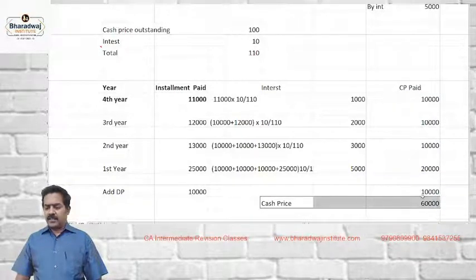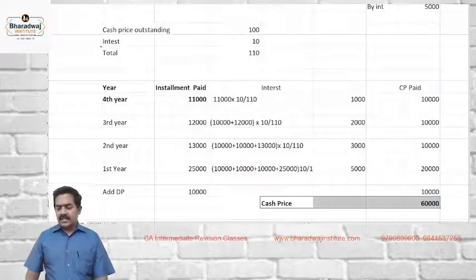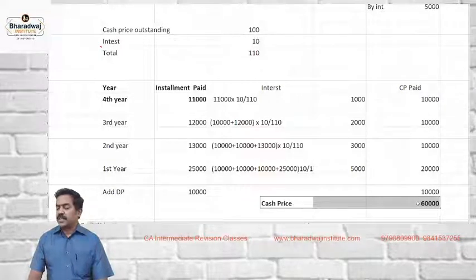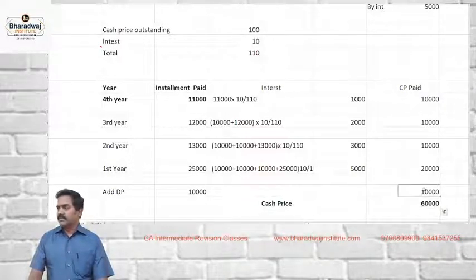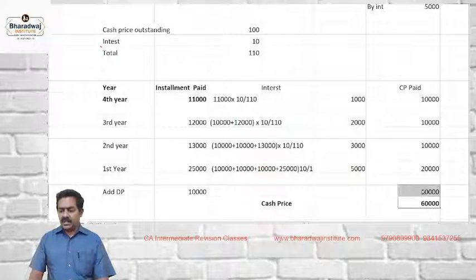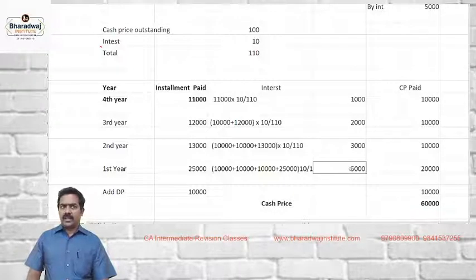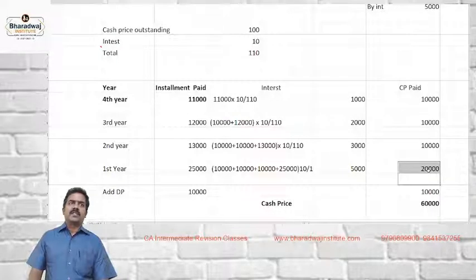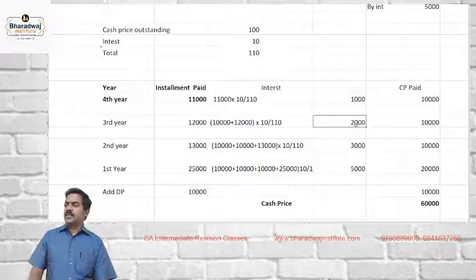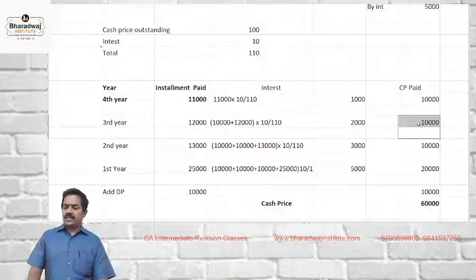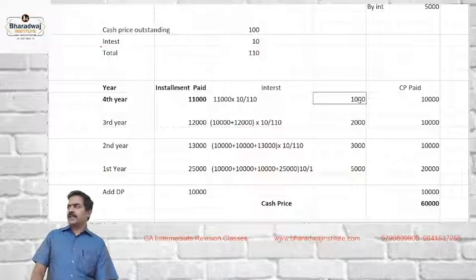So what is the total cash price? Pay attention everybody. 60,000. And out of the 60,000, we paid 10,000 of which one? Down payment. What is the balance outstanding? 50,000 at a 10%? 5,000. In that 50, how much is settled? This 20 is settled. The balance outstanding will be 30,000 at a 10%, 3,000. Other 10 settled. So 20,000 at a 10%, 2,000. Last year, 10,000 would have been outstanding into 10%, 1,000 like that.